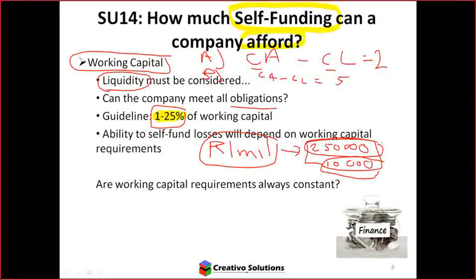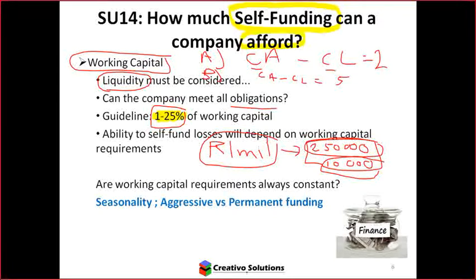Good. Right, are working capital requirements always constant though? No, it can change. And that's why it becomes very problematic for a company to determine how much they're able to self-fund, because the current assets and current liabilities can change day to day, month to month. And that creates a problem. So that's why they use a guideline. 1 to 25% is the maximum amount that we should be self-funding in terms of loss.